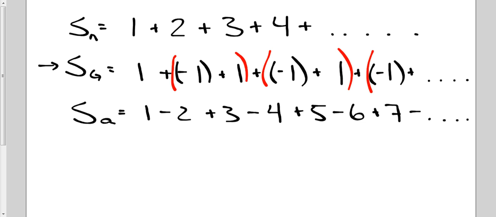I got peanut butter in my chocolate. No, I got chocolate in my peanut butter.